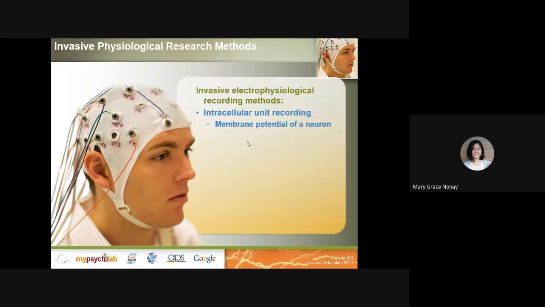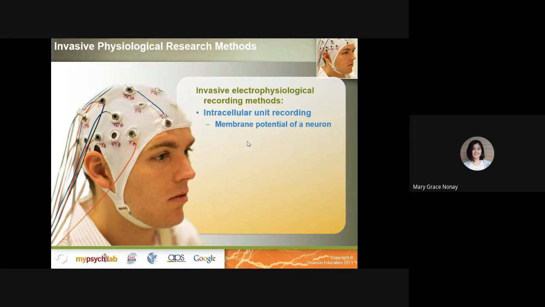All right, so we have invasive electrophysiological recording methods. So ito naman, it goes to the membrane of the neuron. So it's more neural, the mga activities we already had an introduction last time sa chapter 4 na merong mga recording methods na dinalagay sa intracellular and also on the extracellular parts of the neuron.